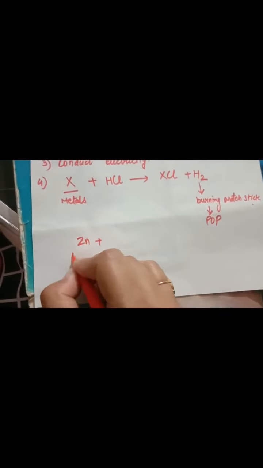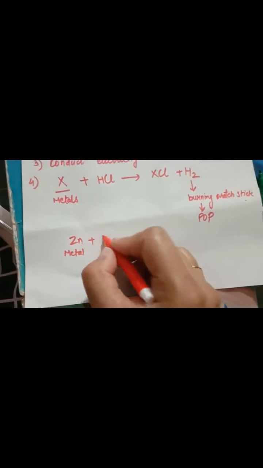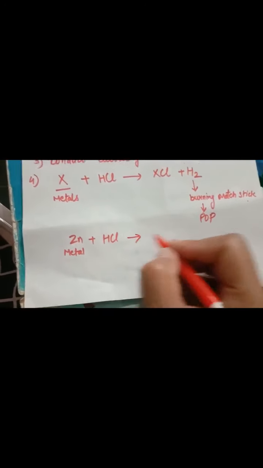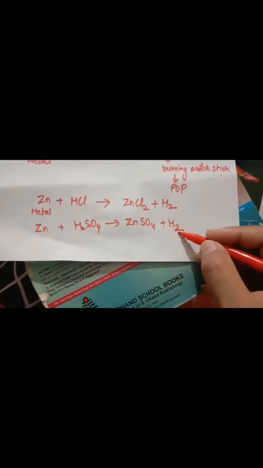Its examples are, if we take zinc metal, it reacts with hydrochloric acid to form zinc chloride and hydrogen gas. Similarly, if zinc reacts with H2SO4, then it forms zinc sulfate and hydrogen gas. So this reaction takes place with evolution of a gas, hydrogen.